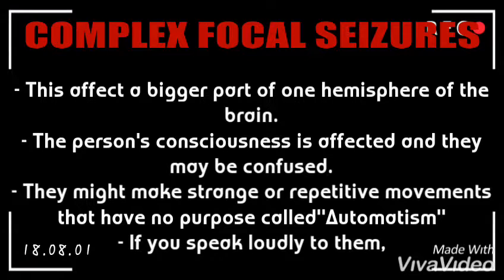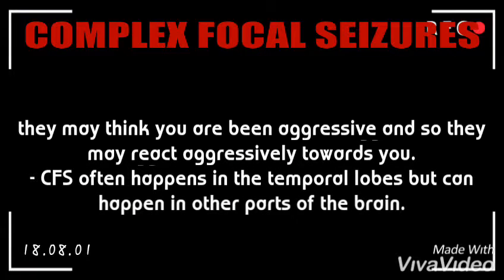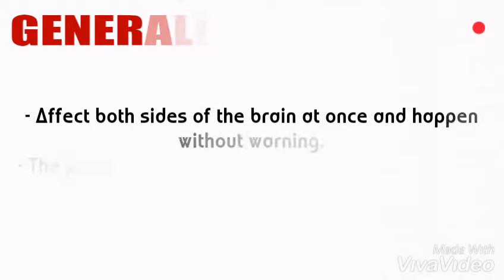Complex focal seizures. This affects a bigger part of one hemisphere of the brain. The person's consciousness is affected and they may be confused. They might make strange or repetitive movements that have no purpose, called automatism. If you speak loudly to them, they may think you are being aggressive and so they may react aggressively towards you. Complex focal seizures often happen in the temporal lobes but can happen in other parts of the brain.